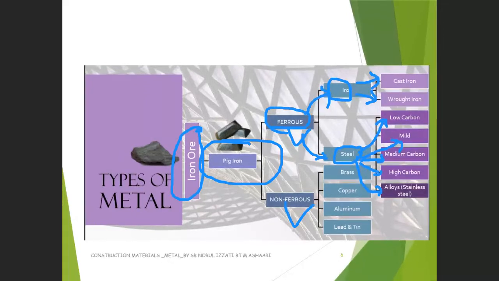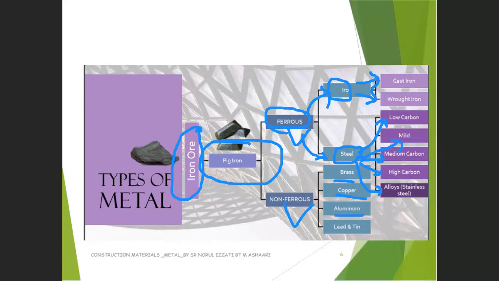Okay, for the non-ferrous we have brass. This is where you can see the yellowish color. The copper is normally orange and brownish in color. Then aluminium, like a water drink can, is normally used for the framing of the doors and the windows.